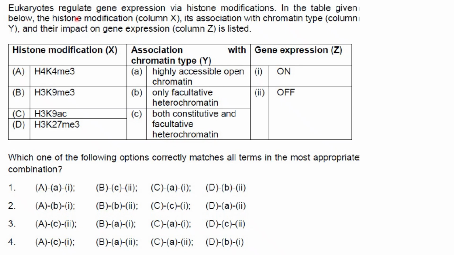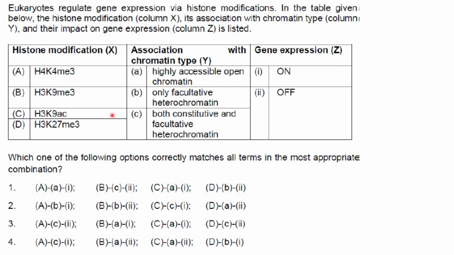Then next one, eukaryotes regulate gene expression via histone modification. So in the table given below, histone modification is in column X, its association with the chromatin type is in column Y, and whether the gene is on or off is in column Z. Now you have to match these.